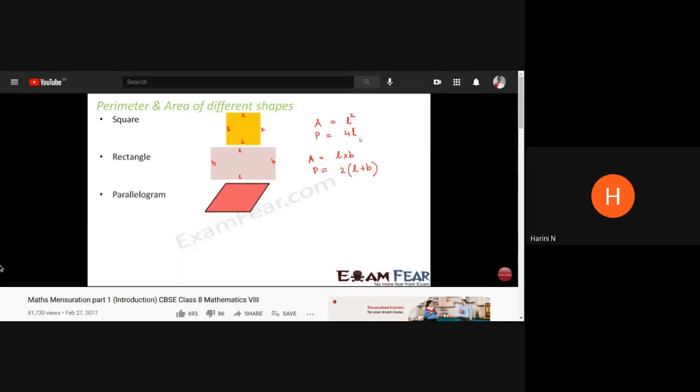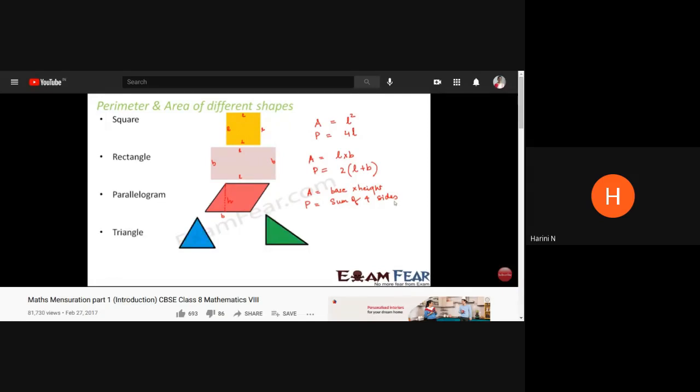Parallelogram. A parallelogram is that quadrilateral where the opposite sides are parallel. In case of a parallelogram, its area is base into height, where this is the base and this is the height. So base into height would be the area. And what about the perimeter? The perimeter would be the sum of 4 sides.